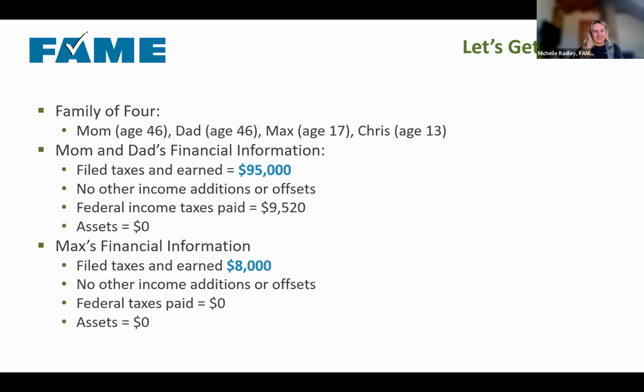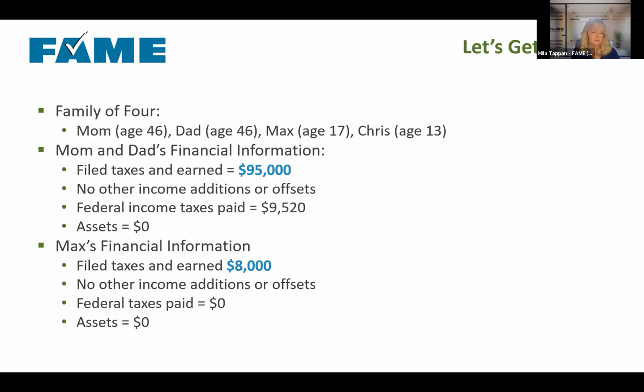Okay. So let's look at an actual scenario. In this scenario, we're going to pretend that we have a family of four. Parents are 46, both of them. Their oldest child, Max, is going to be the one headed off to college. He's 17 and a senior in high school, and he has a younger brother, Chris, who is 13. Mom and dad, we're going to keep this really basic. Mom and dad's financial information is that they earn collectively about $95,000 per year. That's their adjusted gross income. They don't have any other sources of income. It's only the income from their work. They pay $9,520 in taxes. And for this first scenario, they don't have any assets at all.